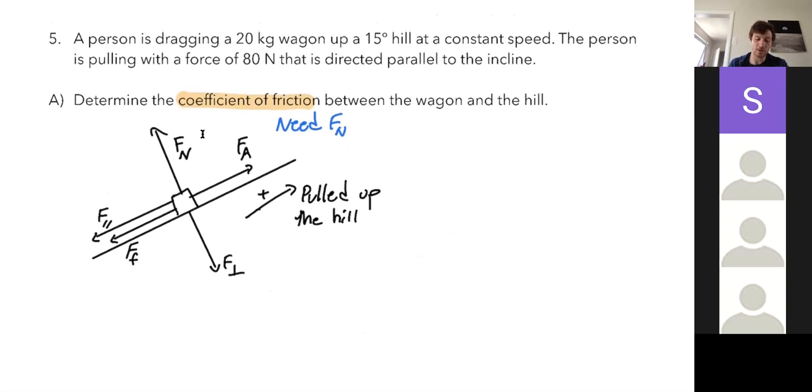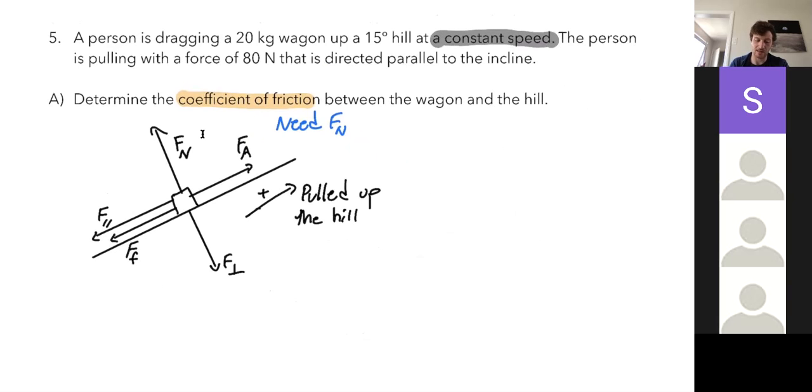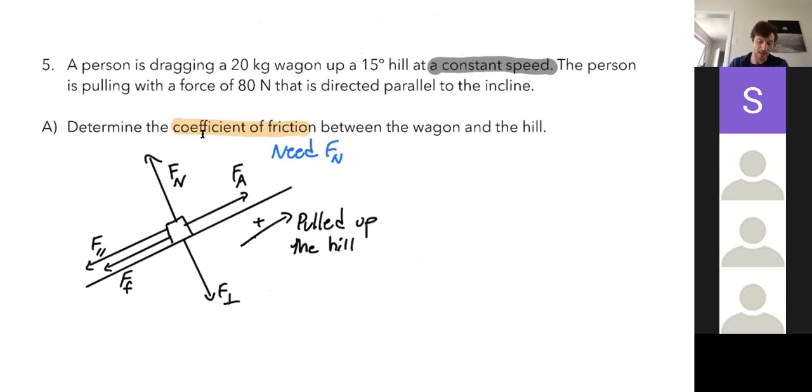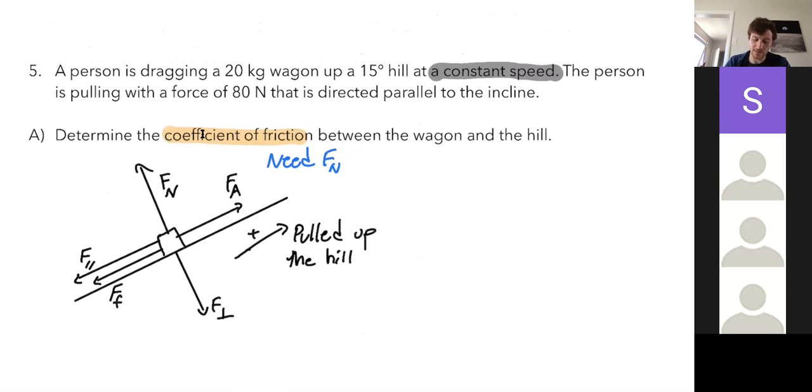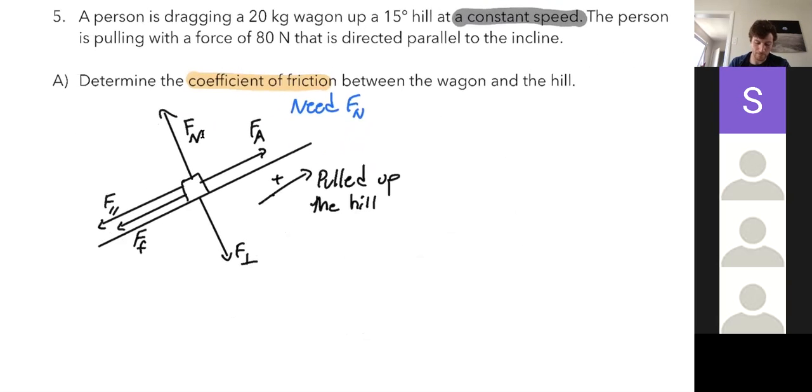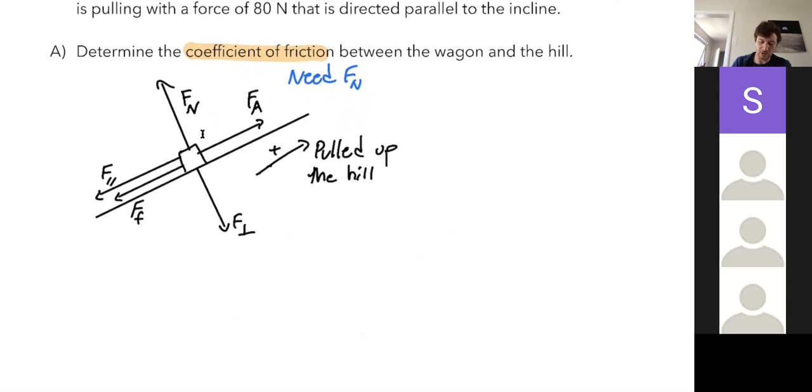The other thing in this question that's an important piece of information is that we're dragging this up the hill at a constant speed. A constant speed is a key word in these questions because that tells you that your acceleration is equal to 0. You are not changing your speed at all. Your acceleration is equal to 0. So let's just go ahead, let's jump into the sum of the forces.